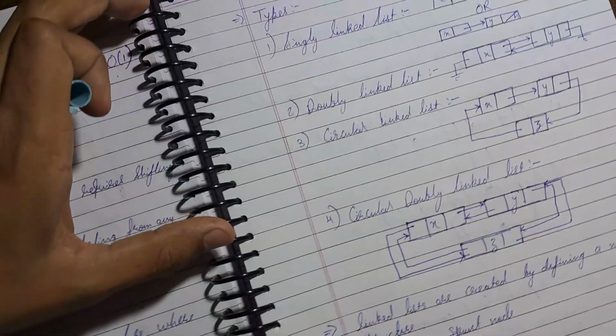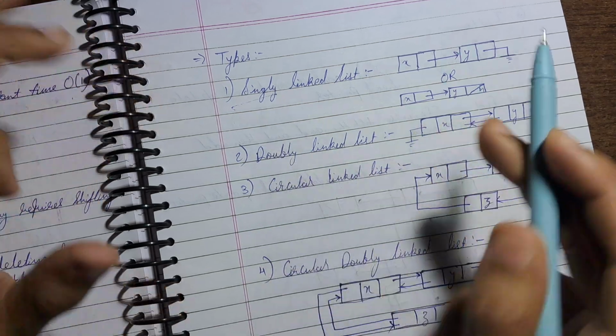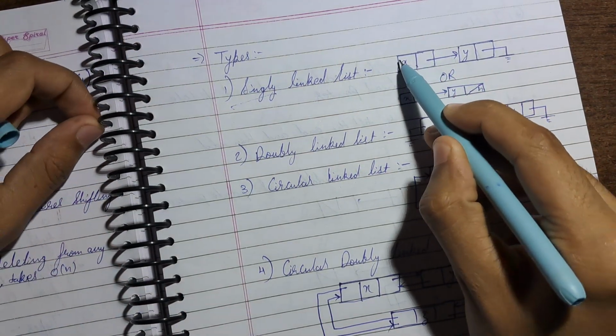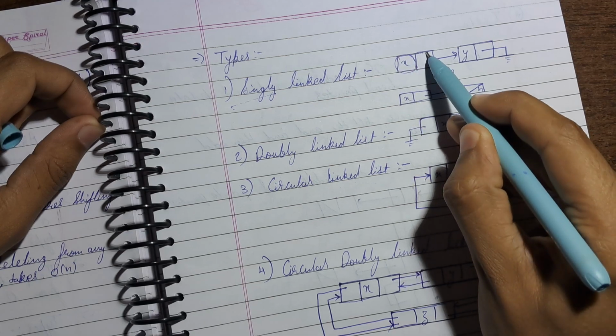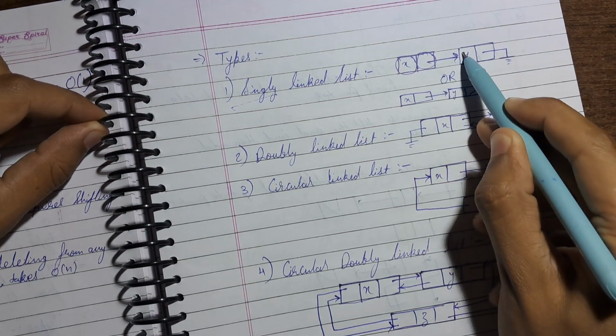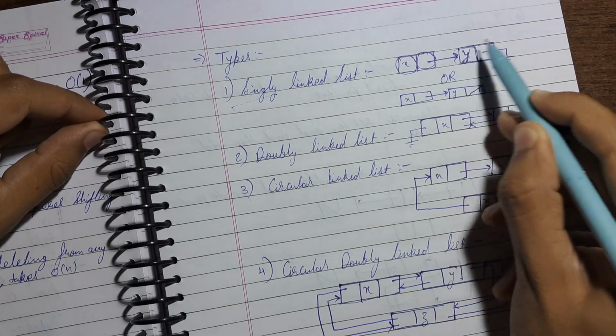Now there are different types of linked lists. Mainly there are 4. First is single linked list, which is simple. It has one part dedicated to data and the second to pointer. This points to the second node, which has data as well as pointer.